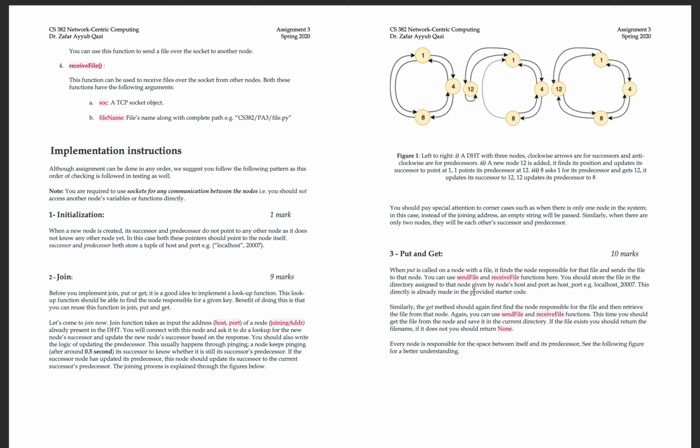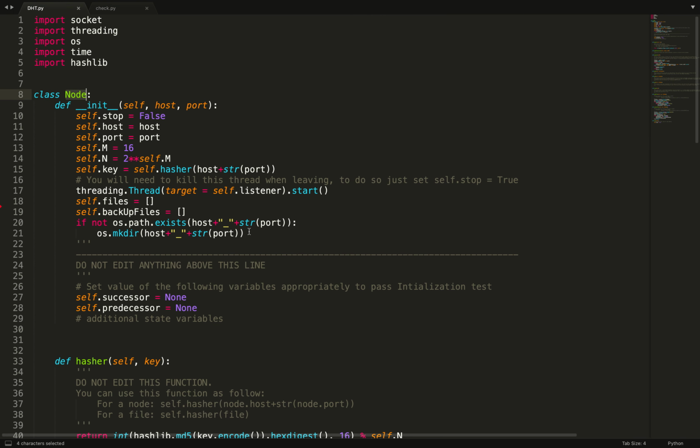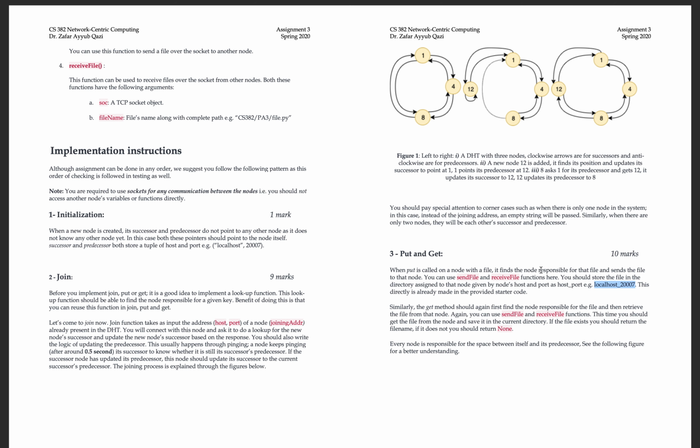One thing to keep in mind is that you have to store these files in the directory corresponding to that node. The node initialization part creates the directory for each of these nodes. So you will have to save any file you get, either the original file or backup file, in this directory. You can simply pass the path correctly to receive file and it will store it there.